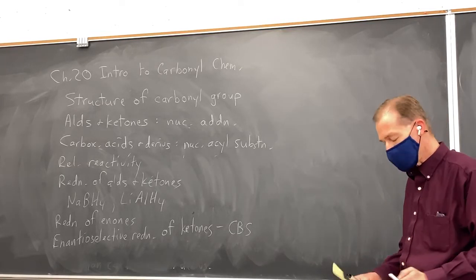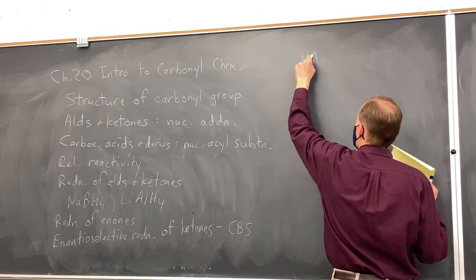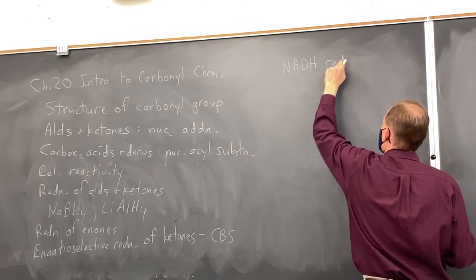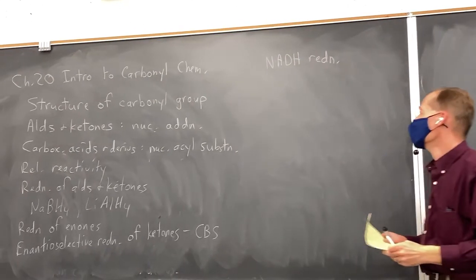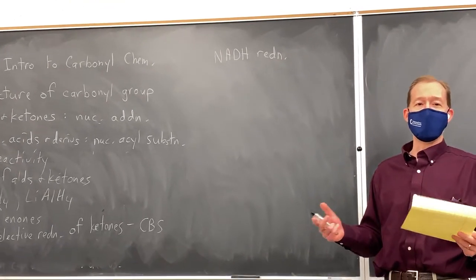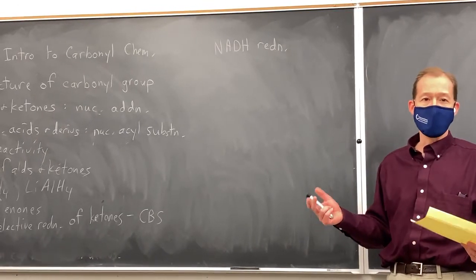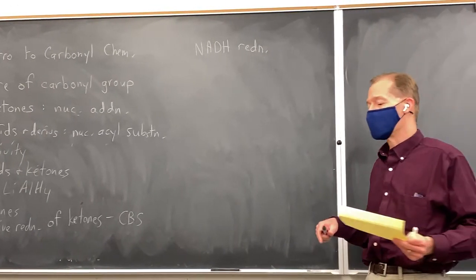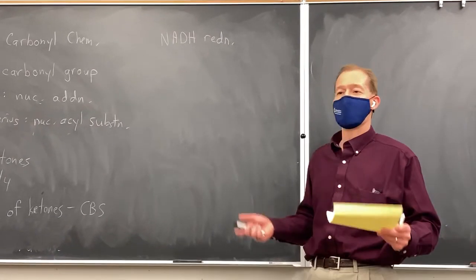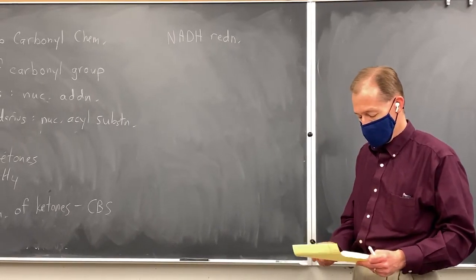Okay? Nature performs enantioselective reductions of ketones, and it uses NADH as its reducing agent. Okay. You don't need to know the structure of NADH. It's a very large molecule. But if we gave you its structure, you should be able to draw the mechanism of NADH reduction. It's simply the reverse of NAD plus oxidation, which we learned last semester.